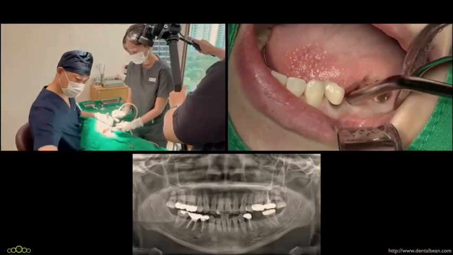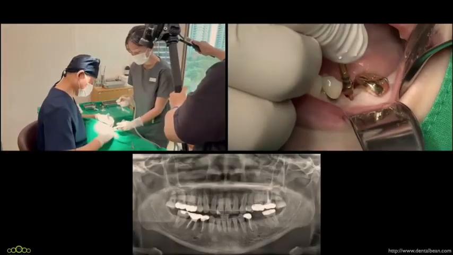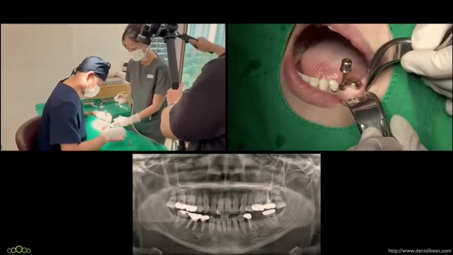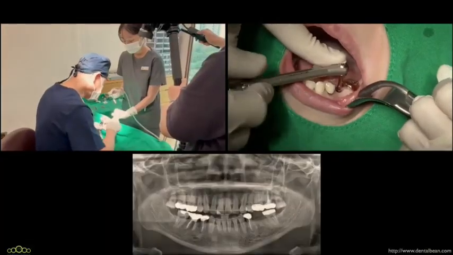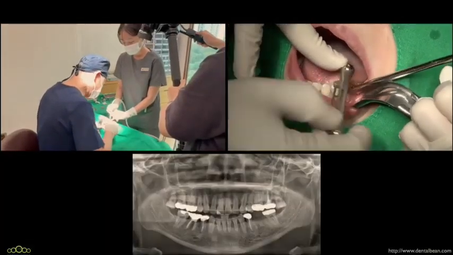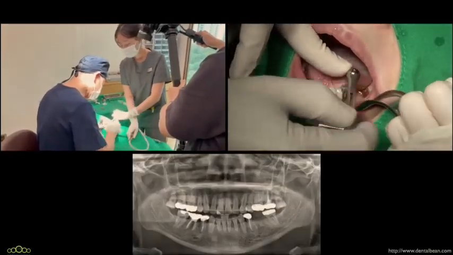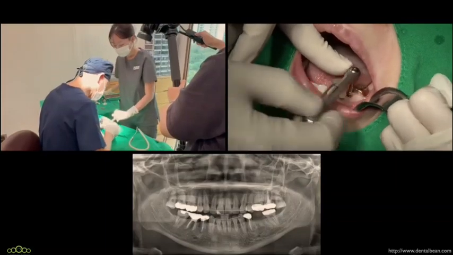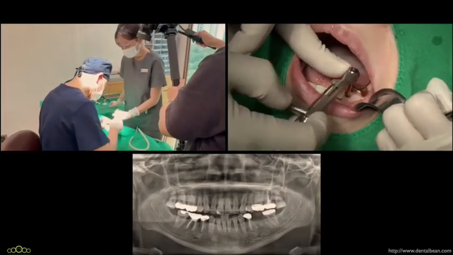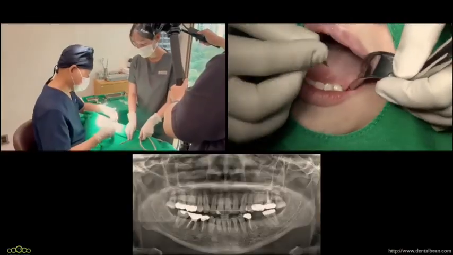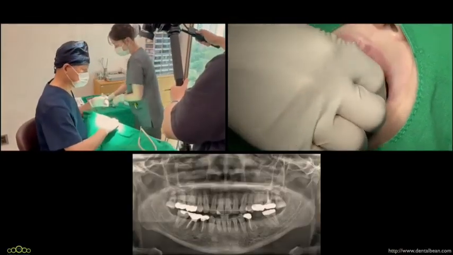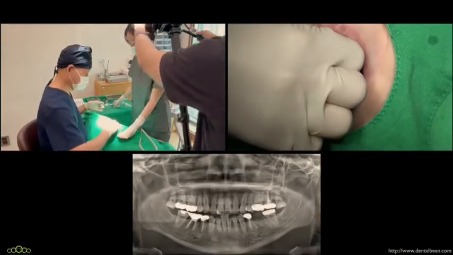Okay. Then let's control the depth of the implant. Every time I take a video when I do implant surgery. Almost finished. And I check the ISQ value.